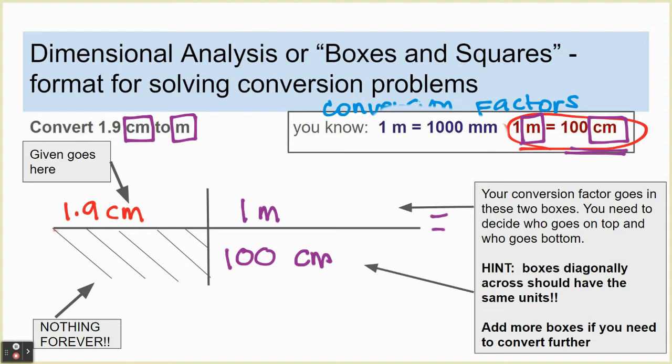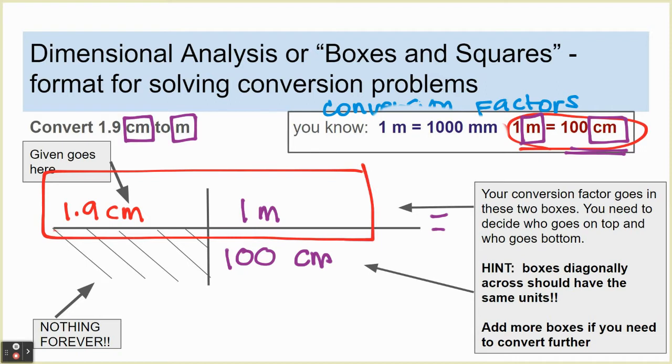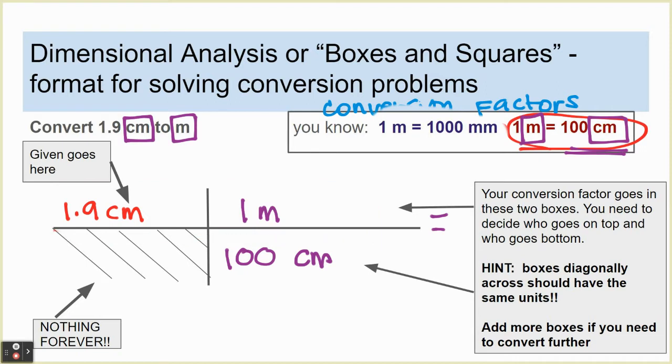What you want to do now is multiply first horizontally all the boxes at the top. I only have two boxes right here, so I have to multiply these two boxes. 1.9 times 1 is simply 1.9. What do you do with the non-numbers, the letters? Just copy them down for now. So cm and then m. That's the top box. Put a long line.